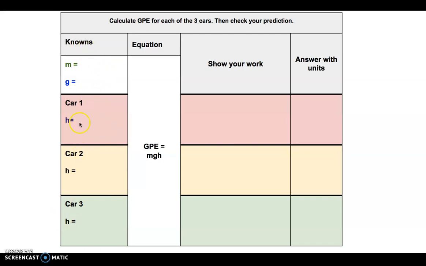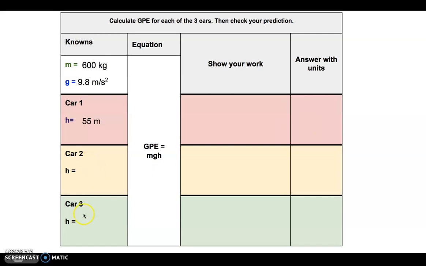Just like usual, we're going to write down everything we know. We're going to write down our equation. And oh, hey, I already wrote it down for you. We're going to show our work and what our answer is with the correct units. So from the information they gave us, our knowns include the mass of each car, the acceleration due to gravity, and the height of each car.